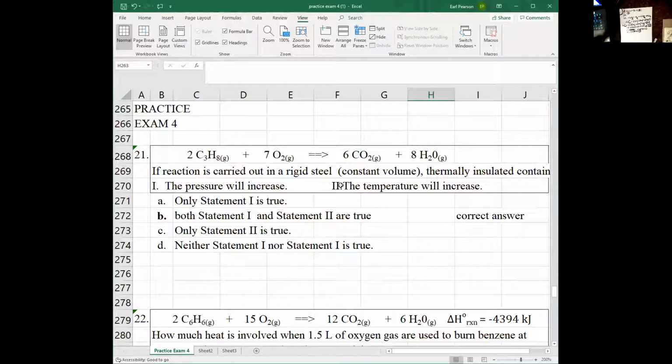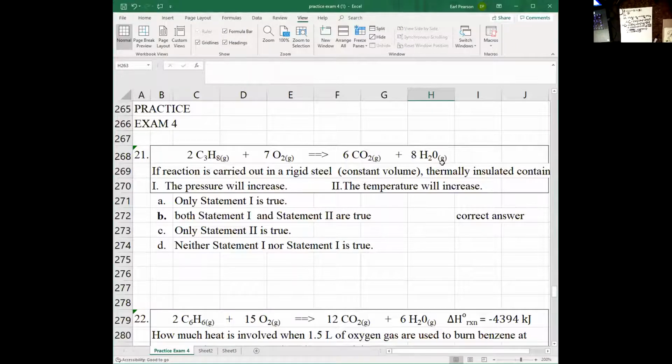The temperature inside that system, is it going to go up or down? Well, we just saw it was exothermic by a big number. So the temperature will also increase. So both statement 1 and 2 are true. So that one we don't have to really do any calculations on.